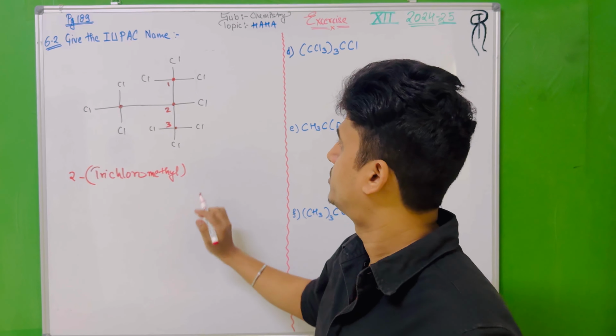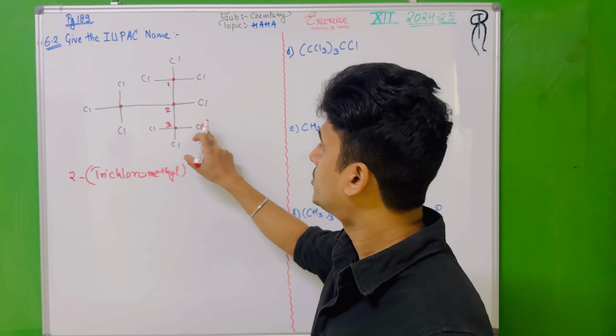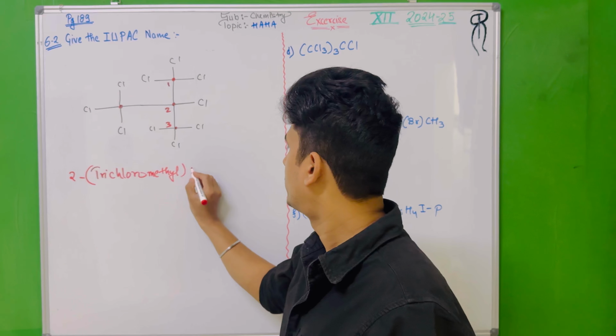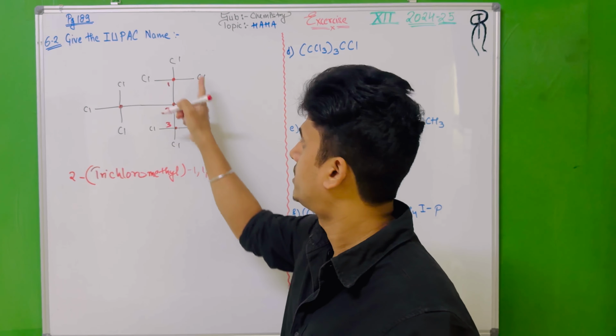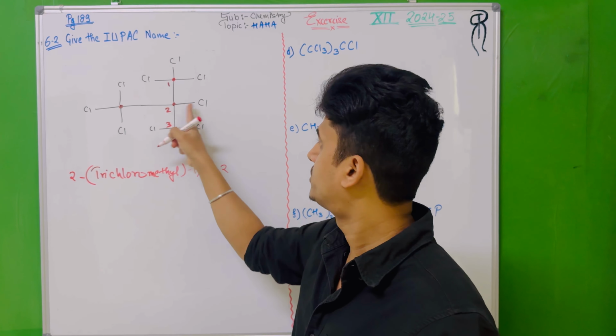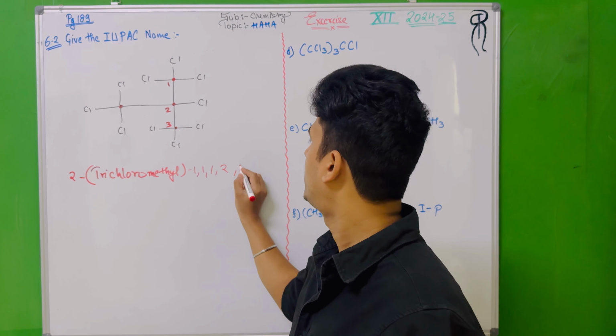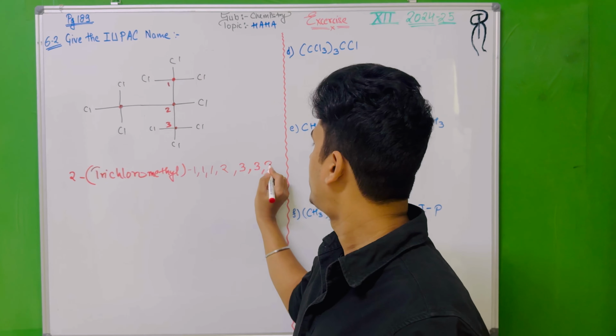Now if you see here, all positions are chlorine. So what you're going to do is, how many times at one position? 1, 2, 3. 3 chlorine. Then comma again, at 2 position there is chlorine. Then again comma 3, 3.